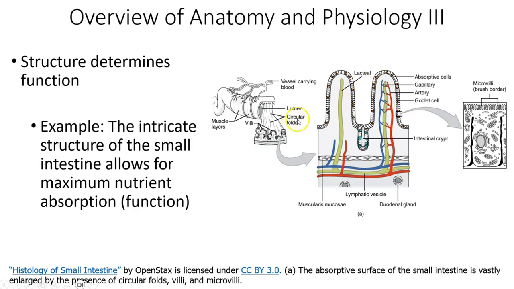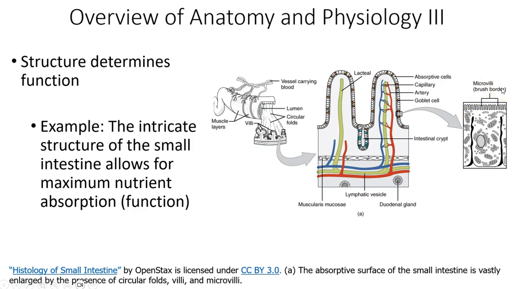Let me get my cursor over here. I don't know how well you can see that, but we have these circular folds within the small intestine. Those are going to help increase surface area. I'll talk more about that in a second. And then on each of those circular folds, we have villi, which are these little kind of hill-like projections. We have a bunch of those on each of the folds. And then on the surface of each of those villi, those little hills, we have microvilli, which are even tinier little hills that come up off of that. This is sometimes referred to as the brush border.